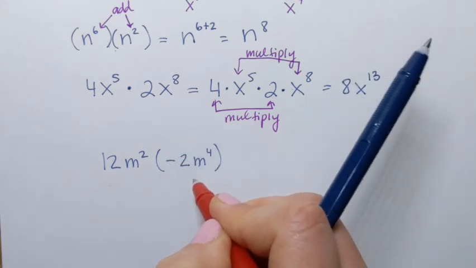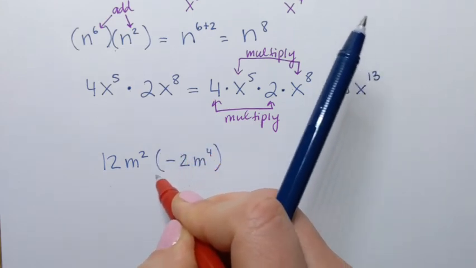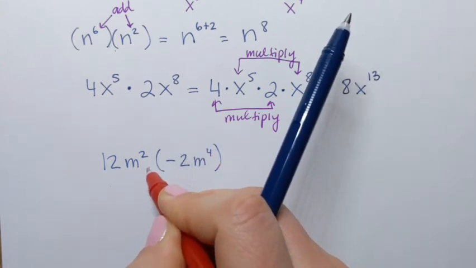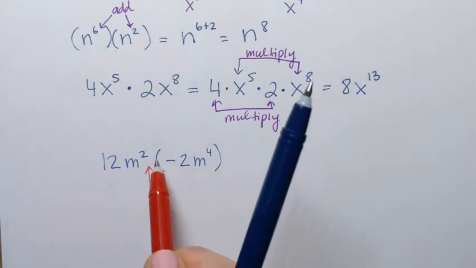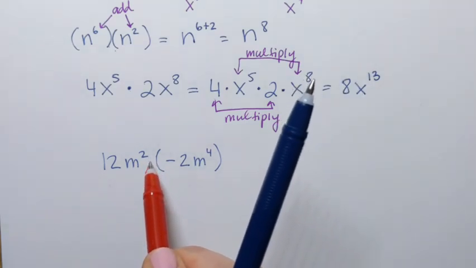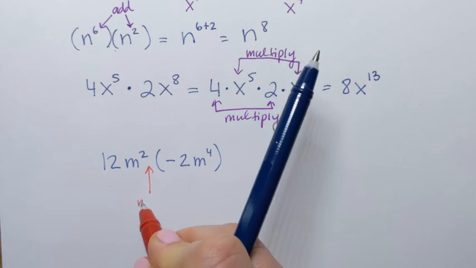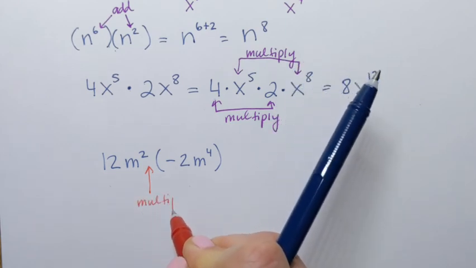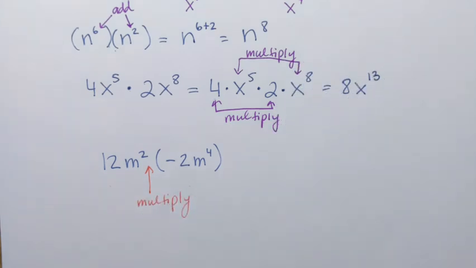But between the set of parentheses in which that monomial is sitting and 12m squared, I don't have any symbols, right? So over here, I don't have any symbols. That means that I will be multiplying. So that is multiplication. For subtraction, I would have to have a minus right here in between the first monomial and the second monomial. I would have to have a sign, but no sign, so it's multiplication.